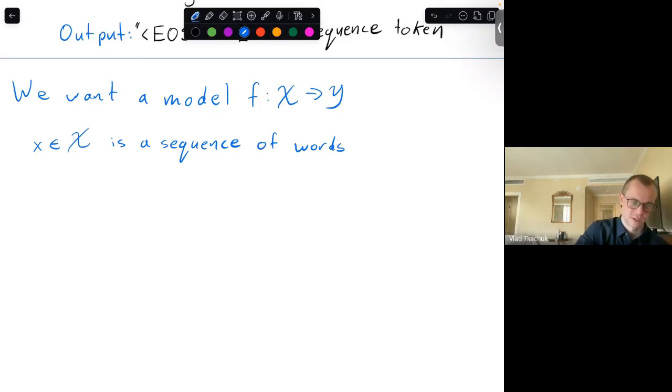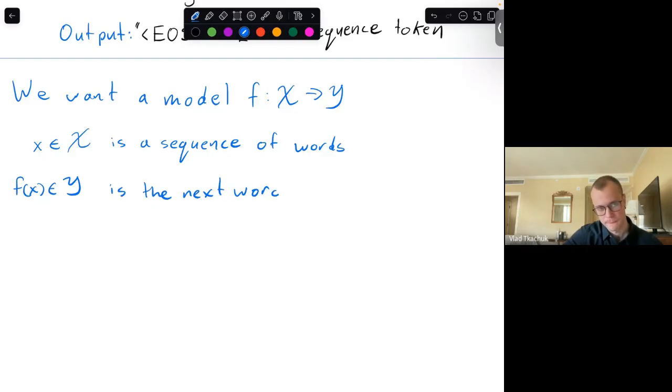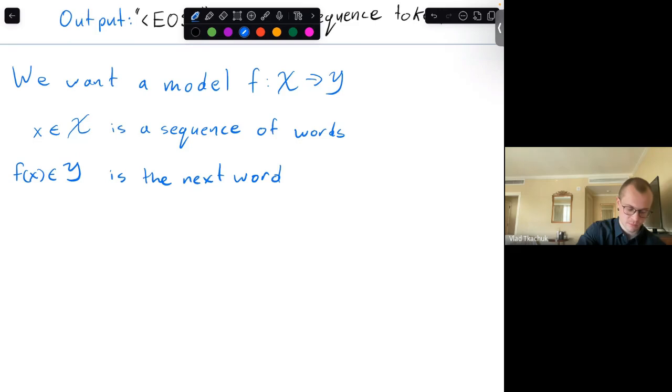And the output of this function, f of x, will be a label y. Notice that it's exactly the notation we've been seeing in this class: it is the next word. So the question is, what is the set of words we're going to consider? What is the set of labels? And we'll define X in a moment too.